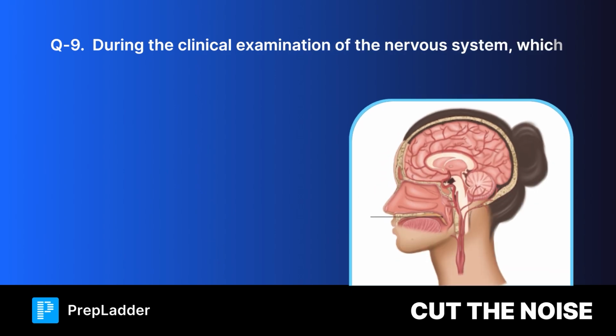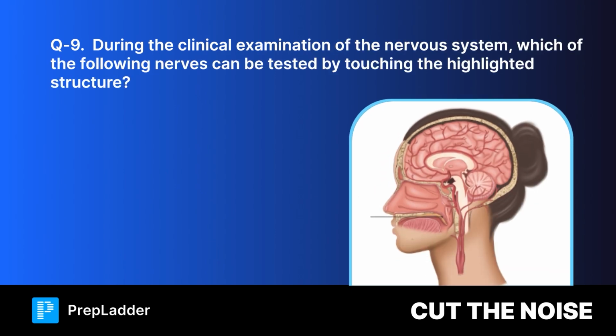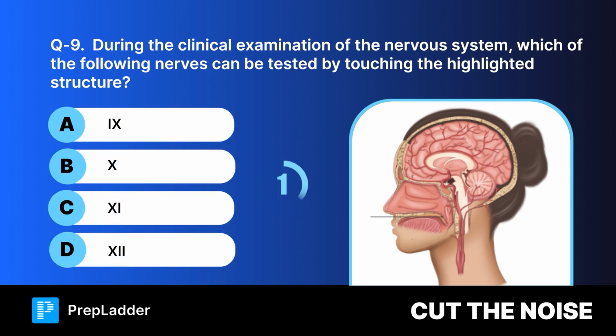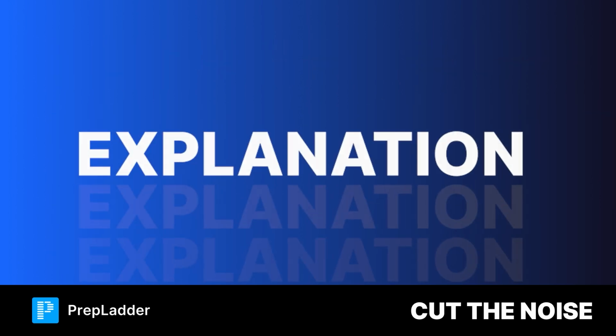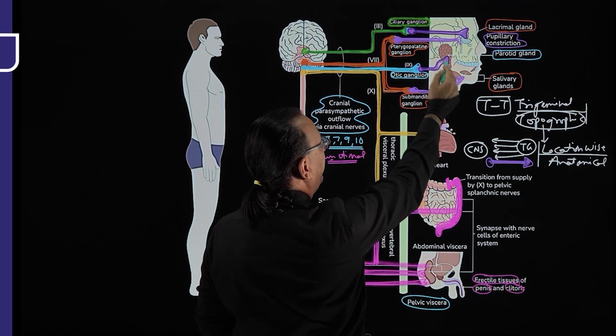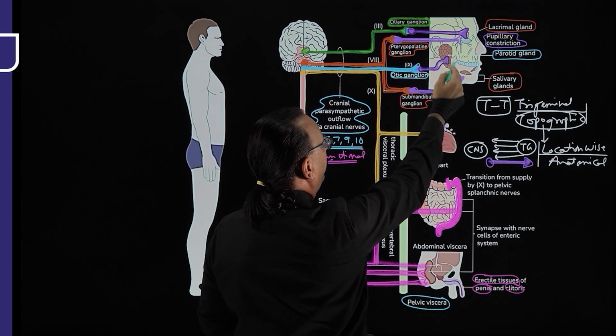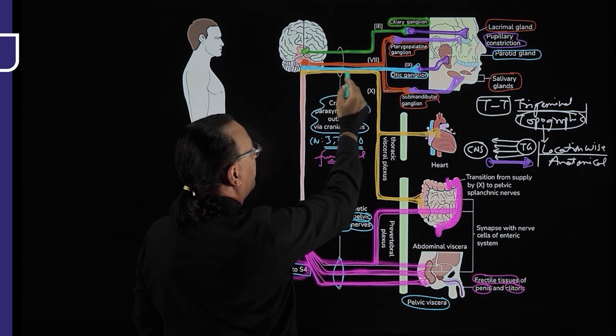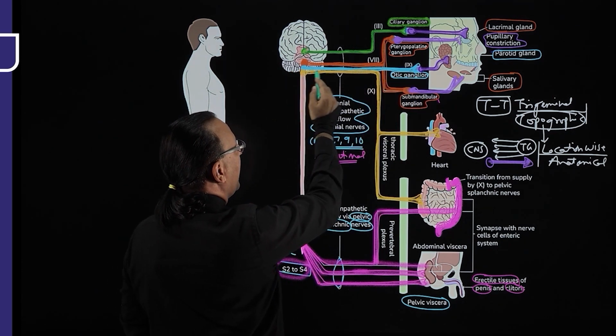Question 9. During the clinical examination of the nervous system, which of the following nerves can be tested by touching the highlighted structure? Your options are. And the correct answer is 9. Here's the explanation. Which is the functional nerve for the parotid salivary gland? Then you will say the functional nerve is the glossopharyngeal nerve, number 9, as it is carrying the preganglionic fiber.